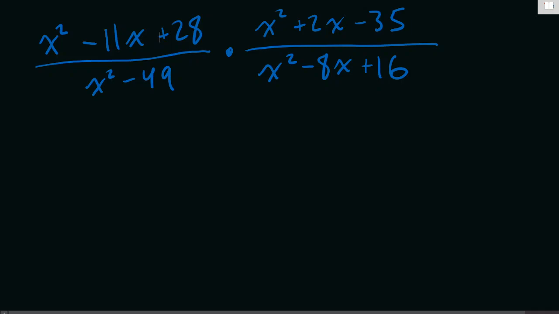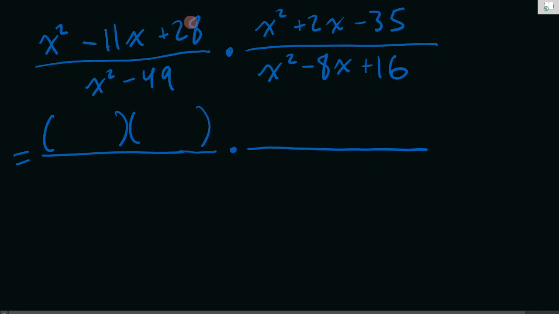Okay, let's do one more example where it's not already factored for us this time. So we're going to need to factor all of these quadratics to be able to reduce and figure out what our restrictions are. Now, these are all a equals 1 trinomials, so we should be able to factor all of these in one step if they factor.